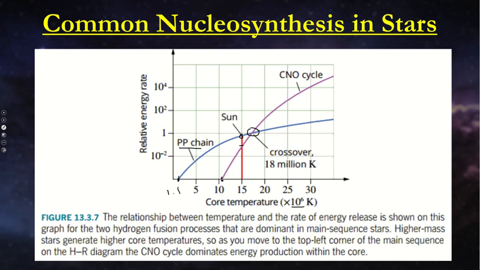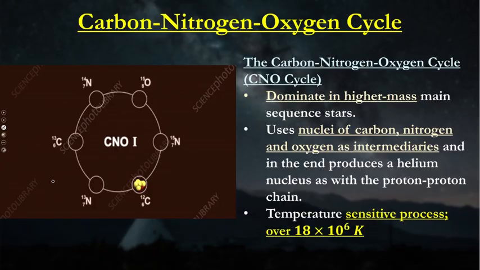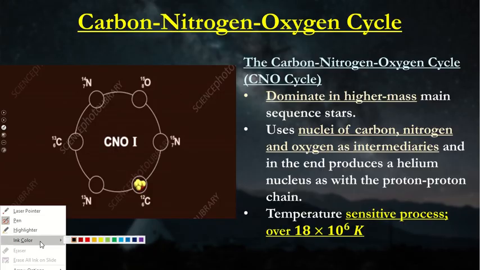That will dominate once we've passed about 10 million Kelvin, and as the core temperature gets higher, the carbon, nitrogen, oxygen cycle becomes more productive. What that implies is that the bigger, more massive stars will tend to have a higher rate of the CNO cycle than the proton-proton chain. Okay, so let's have a look here.